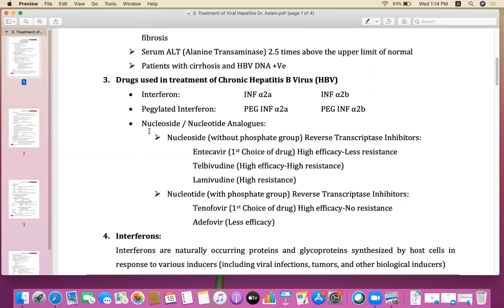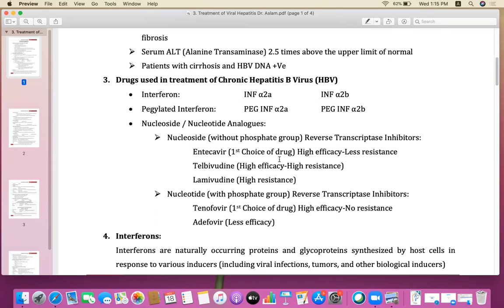Apart from the interferons, nucleoside and nucleotide analogs are also used. What is the difference between nucleoside and nucleotide? Nucleoside is without a phosphate group and nucleotide is with a phosphate group. This is the chemical difference between nucleoside and nucleotide. They inhibit the enzyme reverse transcriptase and inhibit DNA synthesis, inhibit viral replication and decrease the viral load.